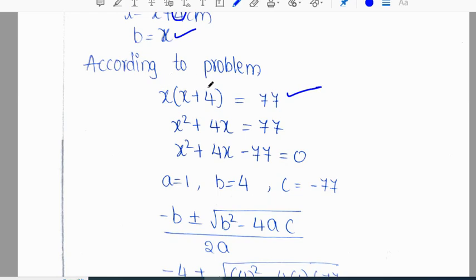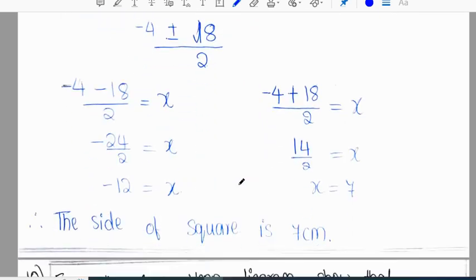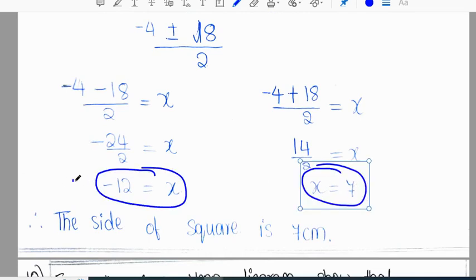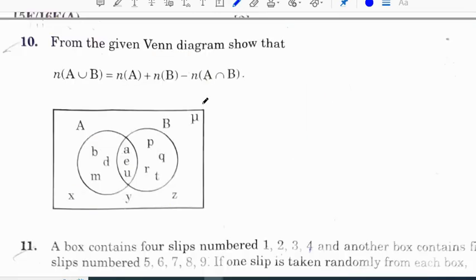Length is x plus 4, breadth is x. So x into x is x square, x into 4 is 4x, is equal to 77. x square plus 4x minus 77 is equal to 0. So this is a quadratic equation. Solving the quadratic equation, we got the answer as 7. One root is 7, another root is minus 11. As side cannot be negative, the side of the square is 7 centimeters. This is also a very important problem, an expected problem I have given in the 4 marks question.